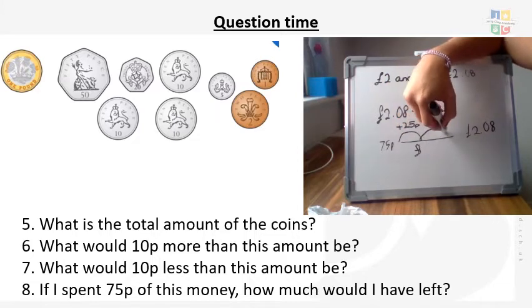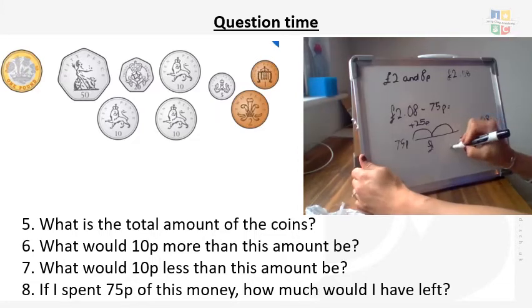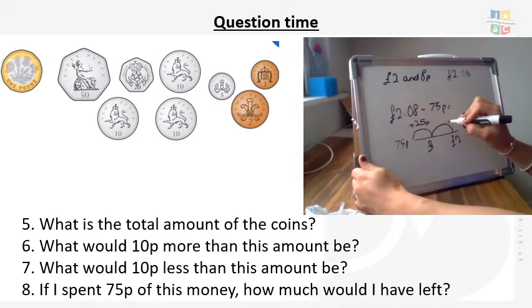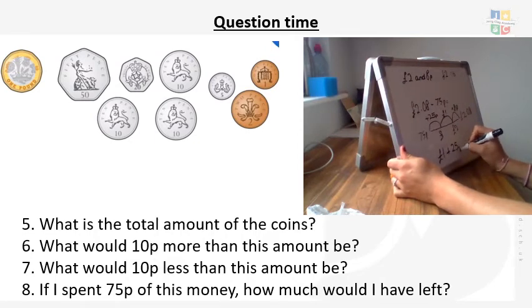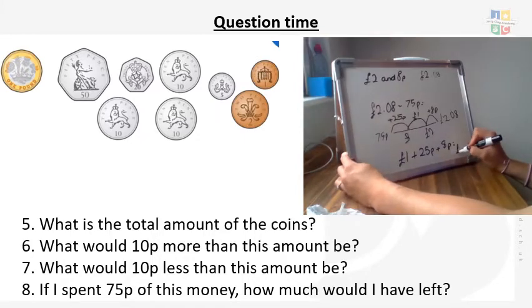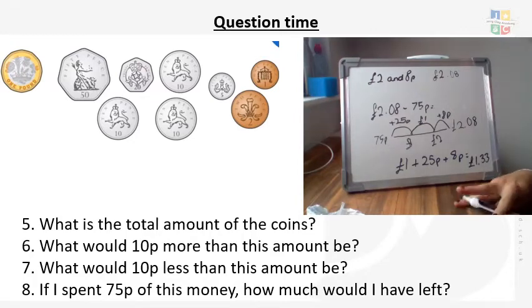I could then have jumped £2, which I would have added £1, and then I have got 8 pence to add on top to get to £2 and 8. So I could have done £1, add 25 pence, add 8 pence, which would have got me the same answer as £1.33. So that could have been a different way that you completed it.